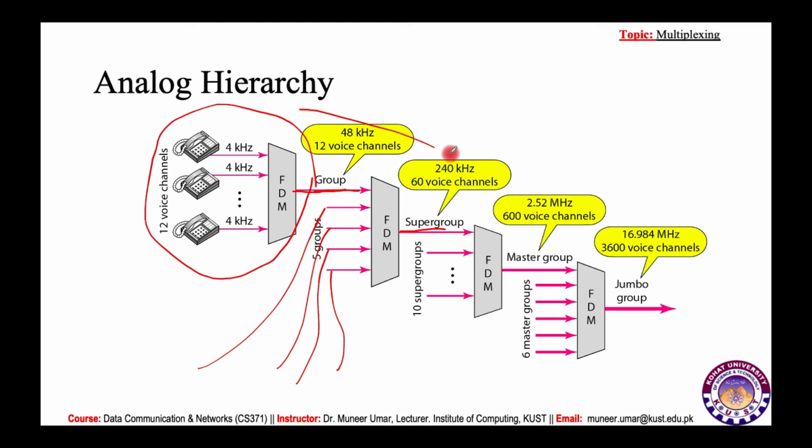So this can be implemented at different levels. We will have multiple FDMs, and these FDMs will be implemented in a sort of levels, in which each FDM will be connected to another super FDM, and after that super FDM, and so on. So ultimately one FDM will combine a big number of channels in different hierarchies.